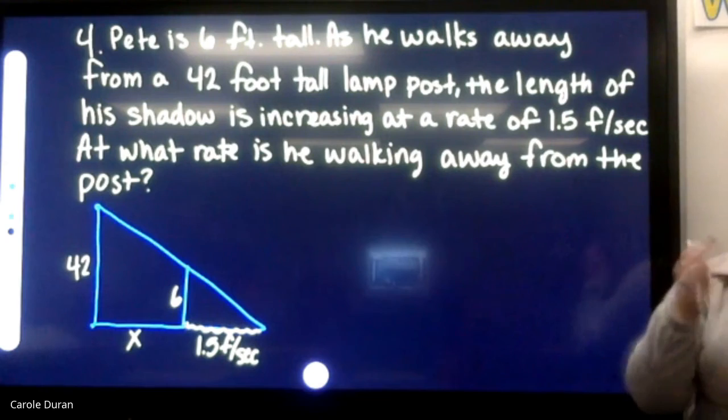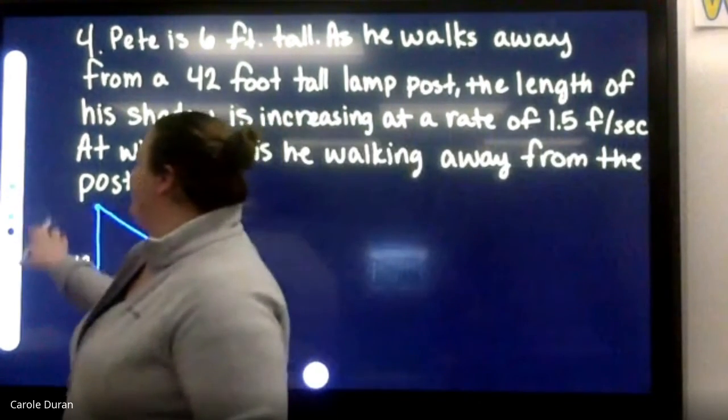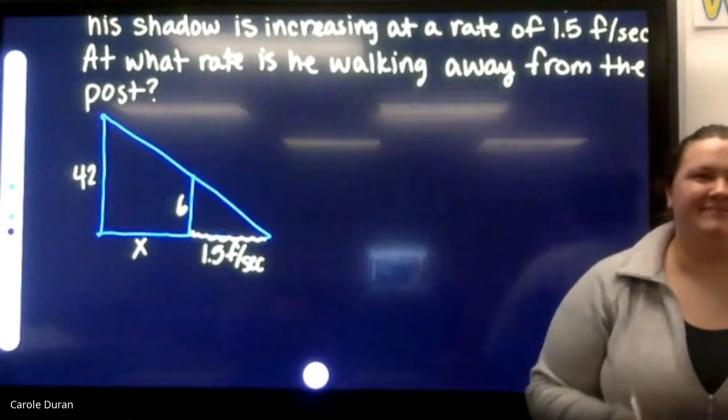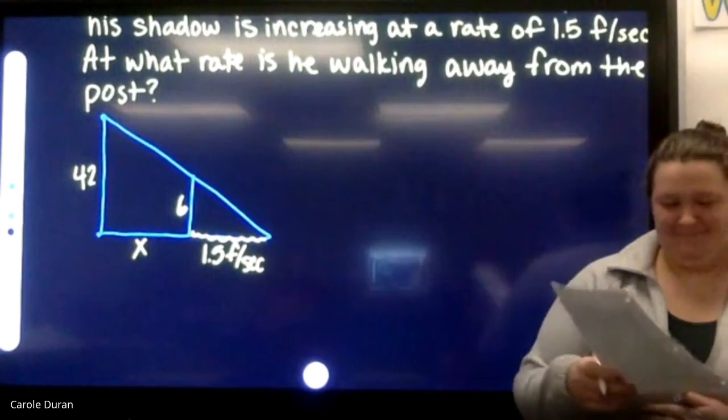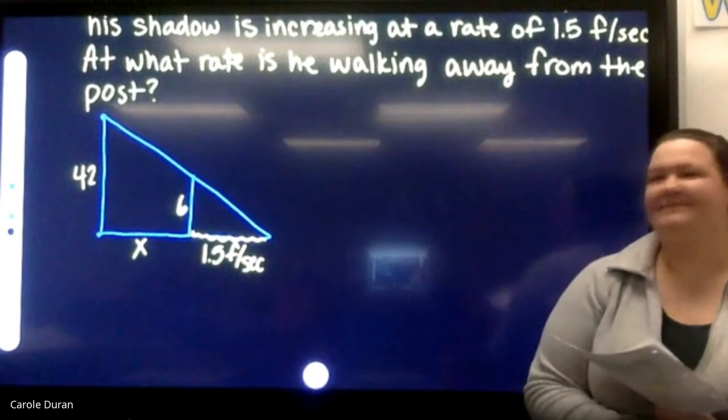I love this one. This one's so much fun. I don't ever walk away from a lamppost and wonder how big my shadow is. You walk at varying speeds to make sure your shadow... Oh, I do, if the lamppost is on and it's dark outside.